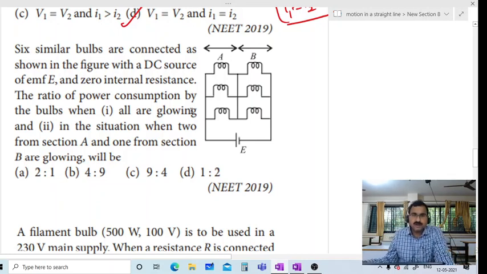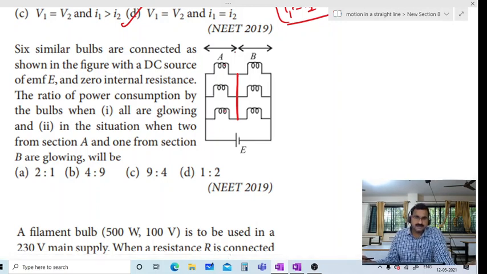Next, 6 similar bulbs are connected as shown in the figure with a DC source of EMF E and 0 internal resistance. The ratio of power consumption by the bulbs when all are glowing, and in the second case when 2 of section A and 1 from section B are glowing. So first, the wire is clearly given in the figure. What combination are these three in? These three are resistances. The bulbs have some resistance, not an external resistance, so we can imagine that each one has some resistance.